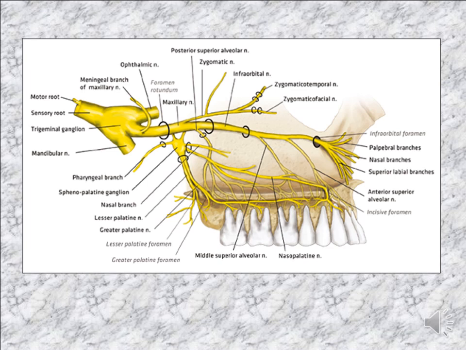Another branch of the maxillary nerve is the nasopalatine nerve. The nasopalatine nerve emerges within the medial nasal septum and goes anteriorly and downward until it reaches the incisive foramen, and passes through the incisive foramen as the nasopalatine or incisive nerve that supplies the lateral mucosa in the premaxillary region.